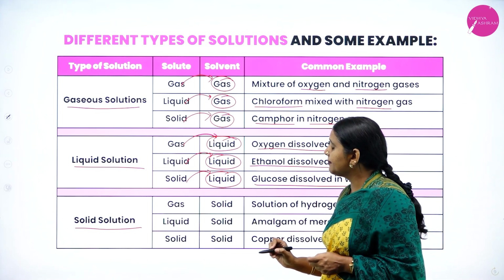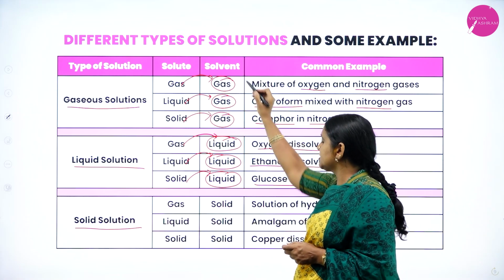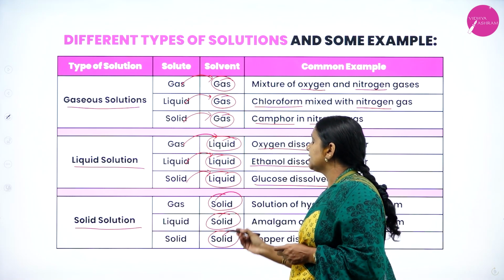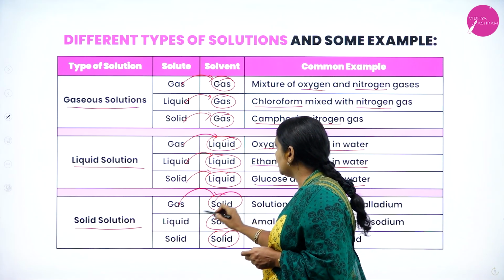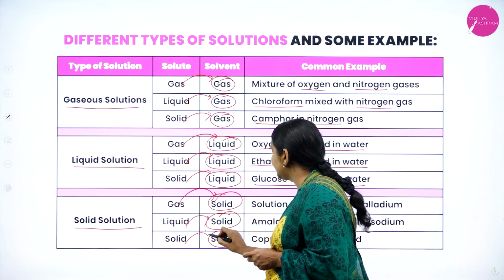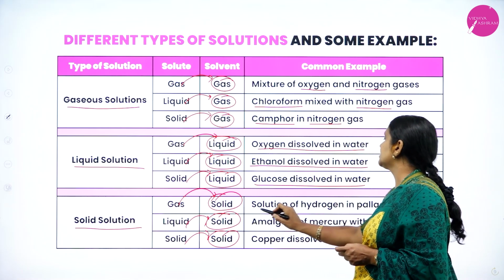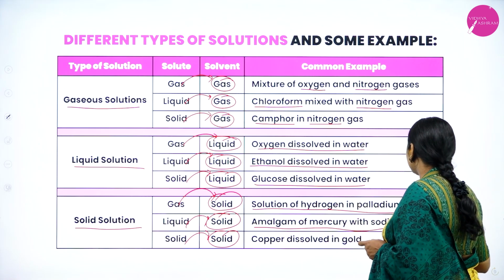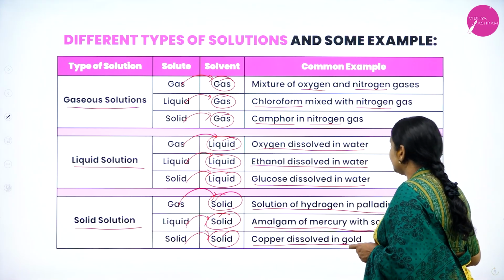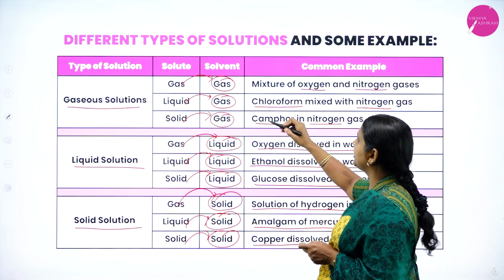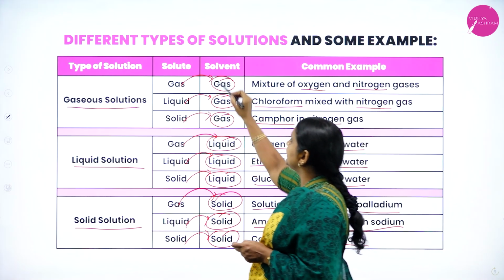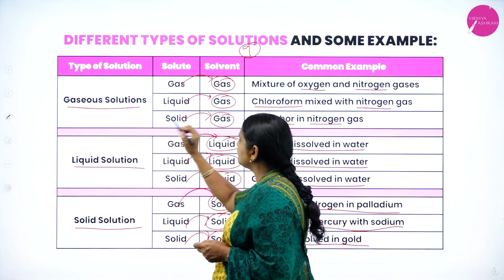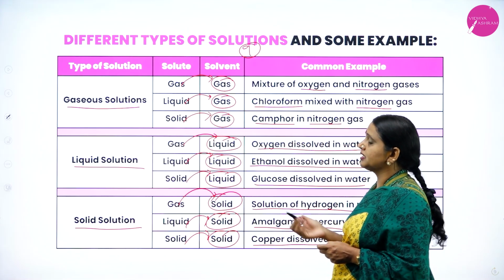Next, the last type, solid solution. Solid solution means the solvent is always solid, but the solutes are gas in solid, liquid in solid, solid in solid. Gas in solid is a solution of hydrogen in palladium, liquid in solid is amalgam of mercury with sodium, and solid in solid is copper dissolved in gold. So how many types of solution are there? Totally 9 types. 3 come under gaseous solution, 3 under liquid solution, and 3 under solid solution.